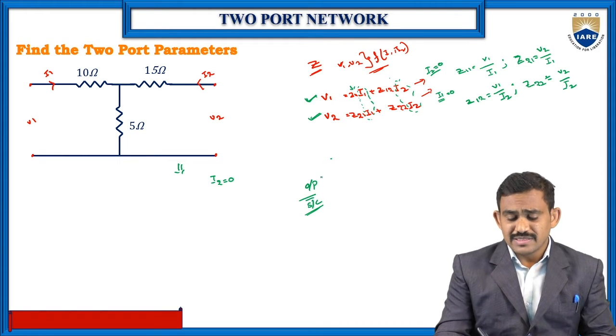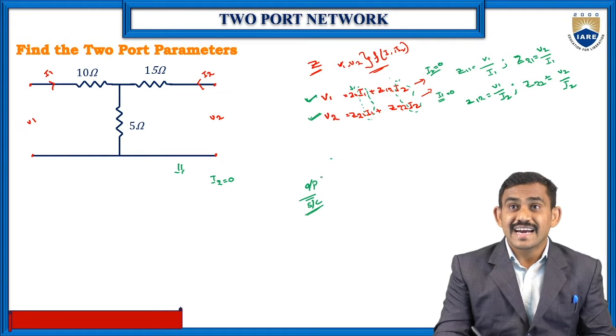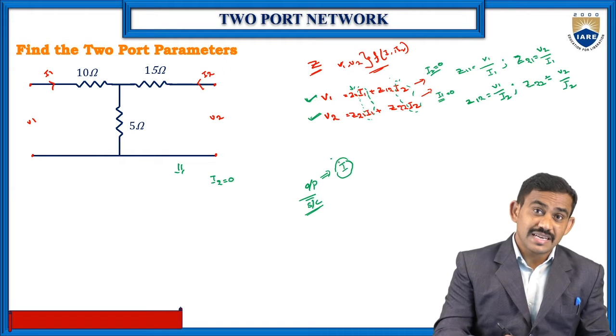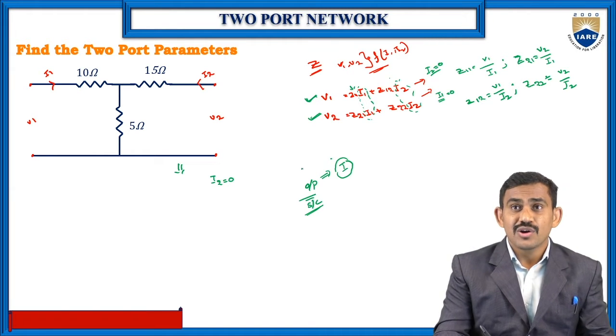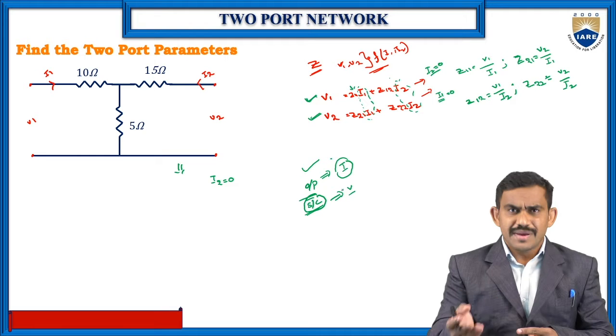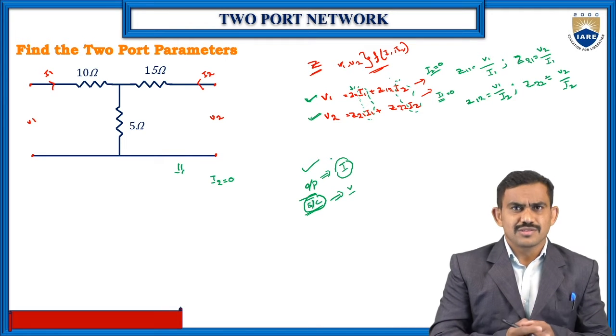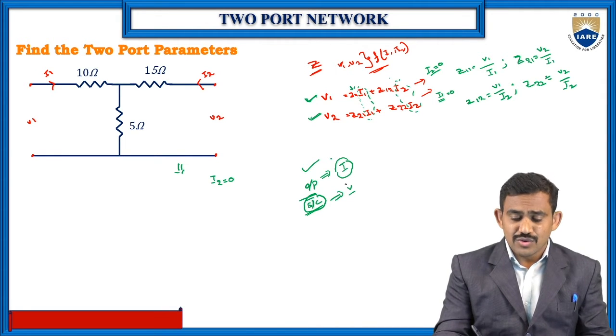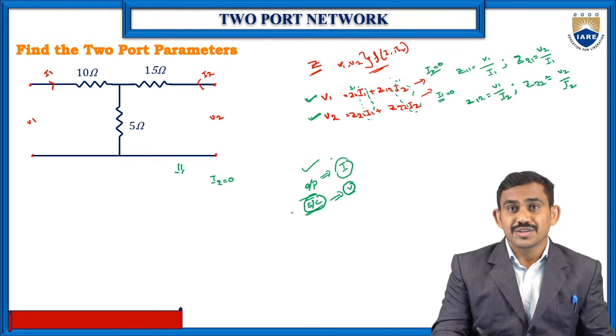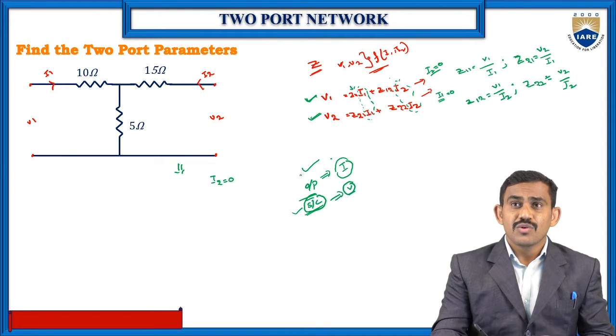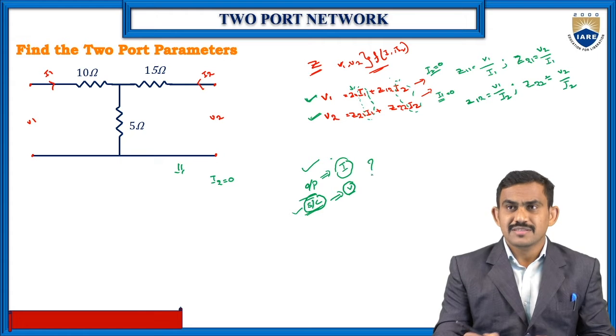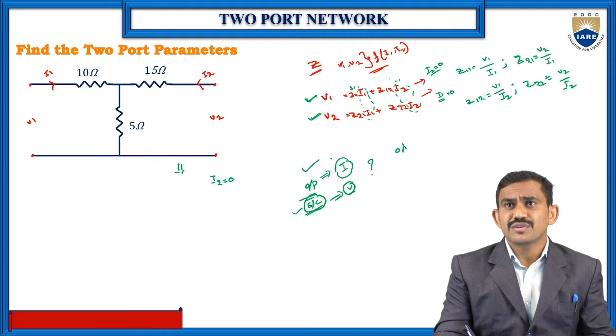Open circuit means when the currents are 0, on the primary side or secondary side. Short circuit means when the voltage is 0. So for Y parameters, we need to go for voltage equal to 0, which means short circuit. Current is 0 means open circuit. Voltage is 0 means short circuit.